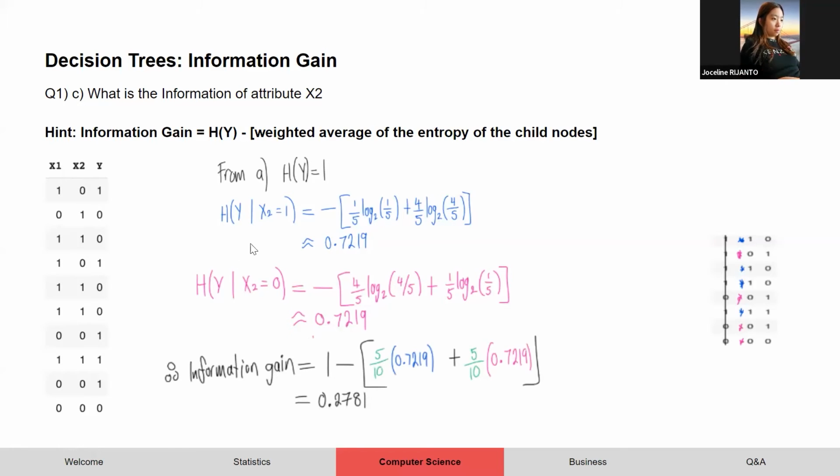When x2 is equal to 1, we see that there are 5 out of 10 values of that, and when x2 is equal to 0, we have 5 out of 10 of that. We multiply it by the corresponding entropy, and then we subtract it from 1. In the end, we get 0.2781.